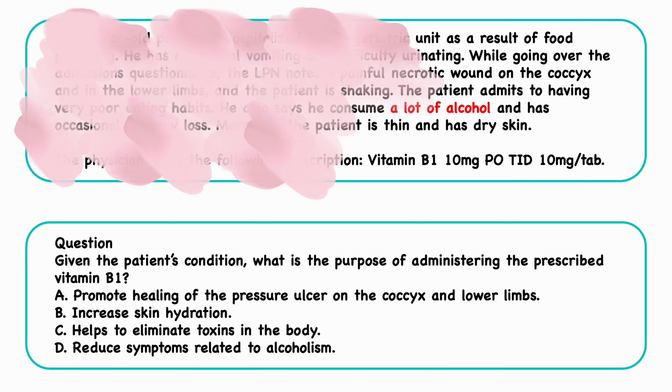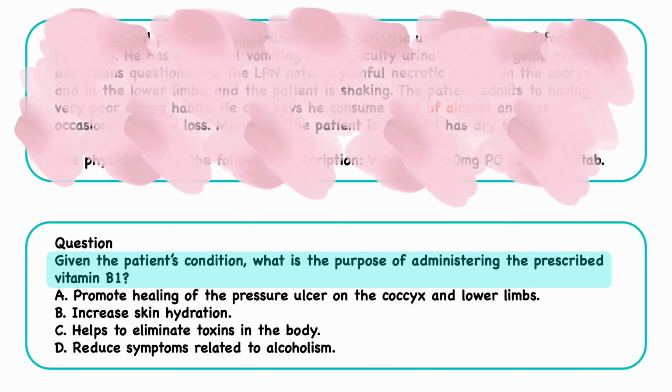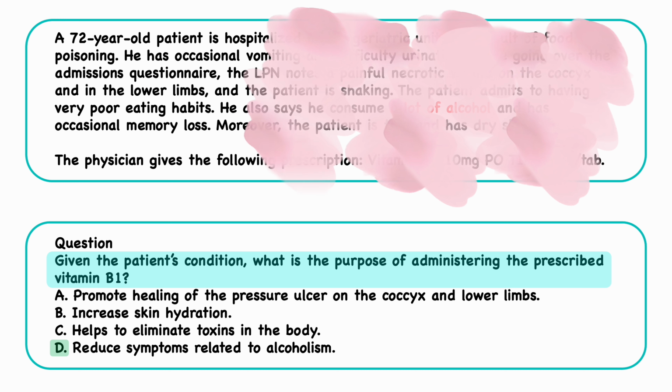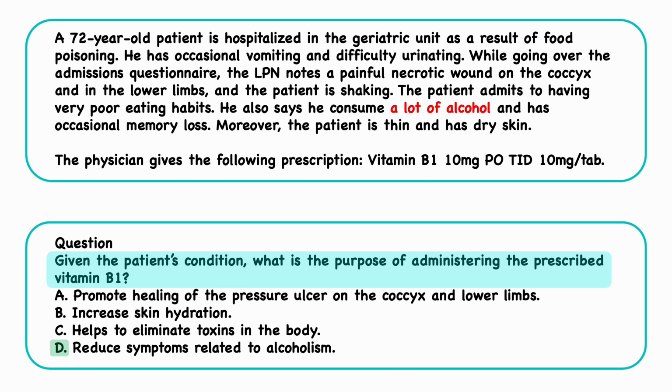Read the question first. Yes, you got it again. The correct answer is D. Thiamine is prescribed for patients with a history of alcoholism to prevent and manage Wernicke's encephalopathy, a neurological disorder caused by thiamine deficiency. Here's the full scenario.